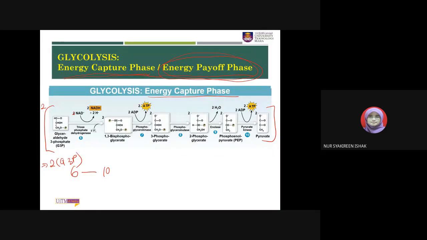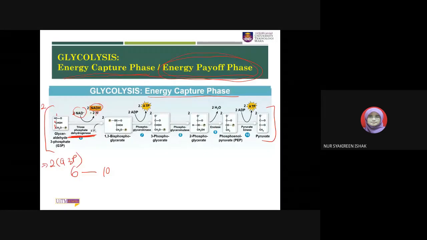Molekul ni dekat carbon yang ketiga ada fosfate. So that's why kita namakan dia sebagai glyceraldehyde 3-phosphate. And then comes the enzyme dehydrogenase. Tadi saya explain kan, dehydrogenase removes atom from a substrate and gives to another substrate. So in this case, the dehydrogenase enzyme removes hydrogen atom from G3P and gives it to NAD plus to become NADH. Okay, so releases hydrogen ion also to the surrounding.